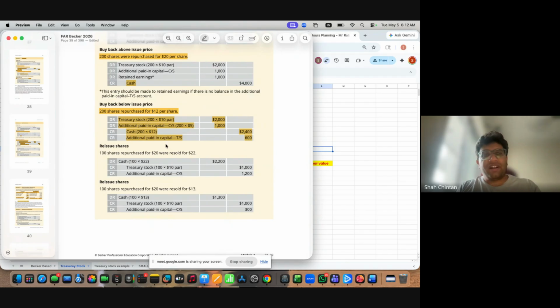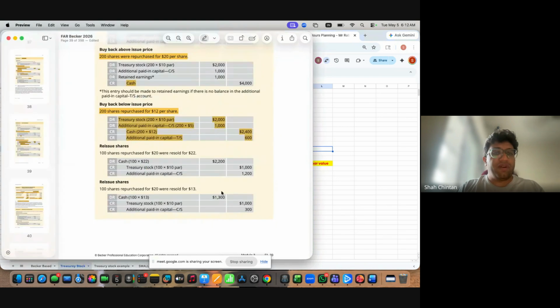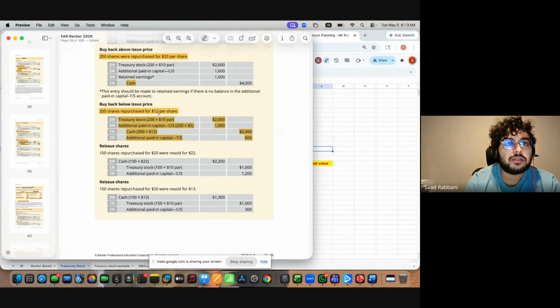I have put a net entry here. I have just used APIC as a common account. But if you want to break the entry down into multiple steps, then you can use two different APIC accounts, one APIC for common stock and one APIC for treasury stock. Clear with the third entry? What happens if you are issuing at a profit? We calculate the difference from the issue price, not the par value.